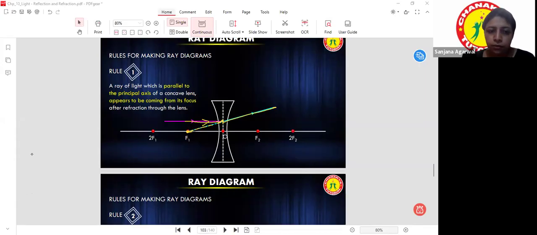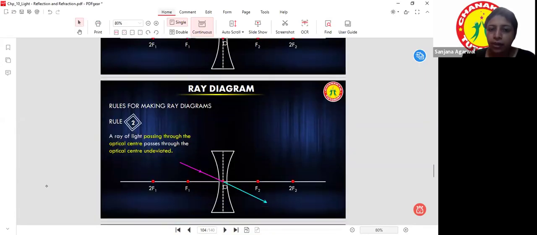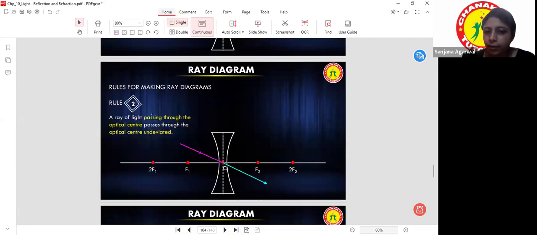The next rule is a ray of light passing through the optical center. Any ray passing through the optical center acts as a normal, perpendicular line. That's why the ray passes straight, undeviated, without any bend.